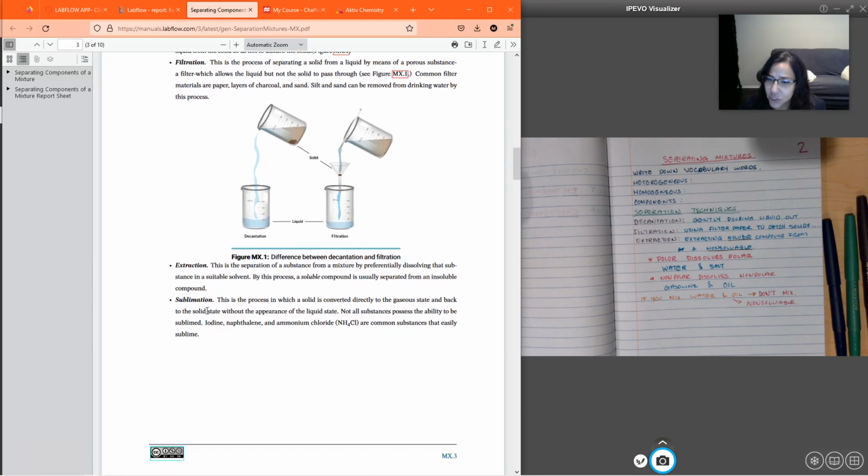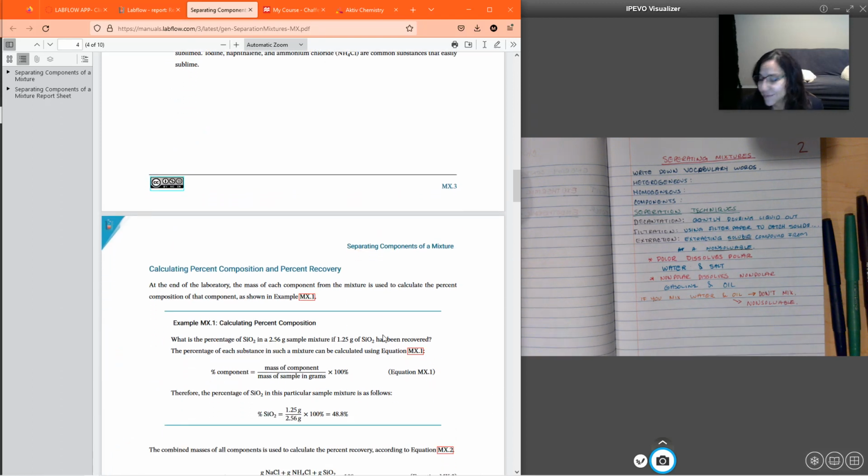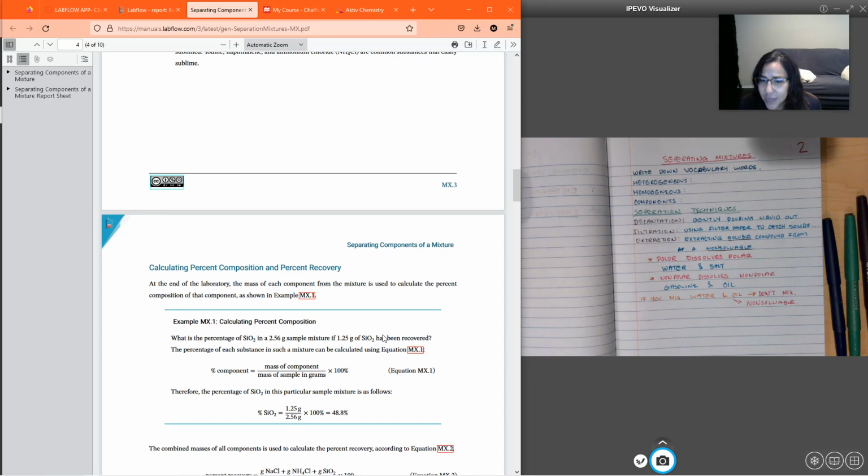We have sublimation. Basically, in sublimation, you're going to take your solid and turn it into a gaseous state, right? And therefore, you're separating those compounds from each other, and then you collect your gas. Okay? This is a common process for like sodium chloride or things like that. Okay? Write it down, right? Sublimation, turning your solid into a gas.